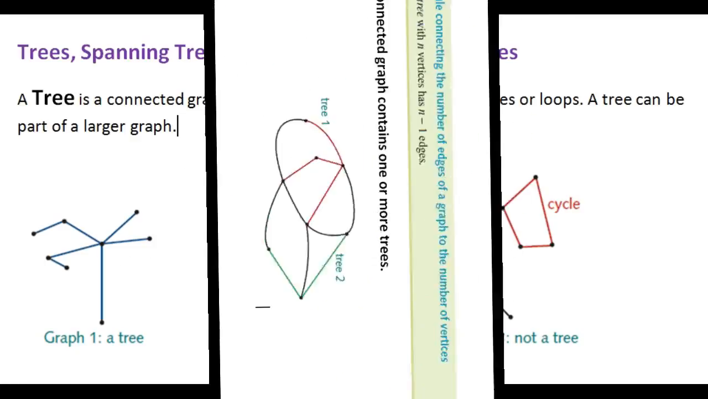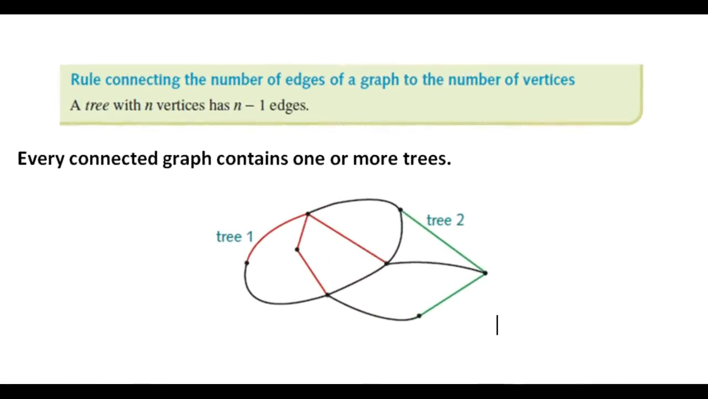There is a rule that connects the number of edges of a graph to the number of vertices. So for a tree with n vertices, it has one less edge, n minus 1. Every connected graph contains one or more trees. Here we can see a tree in red and a tree in green.